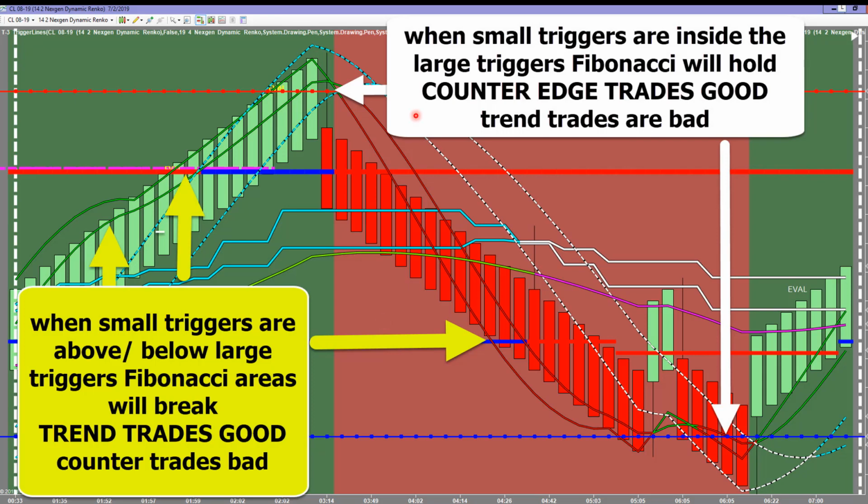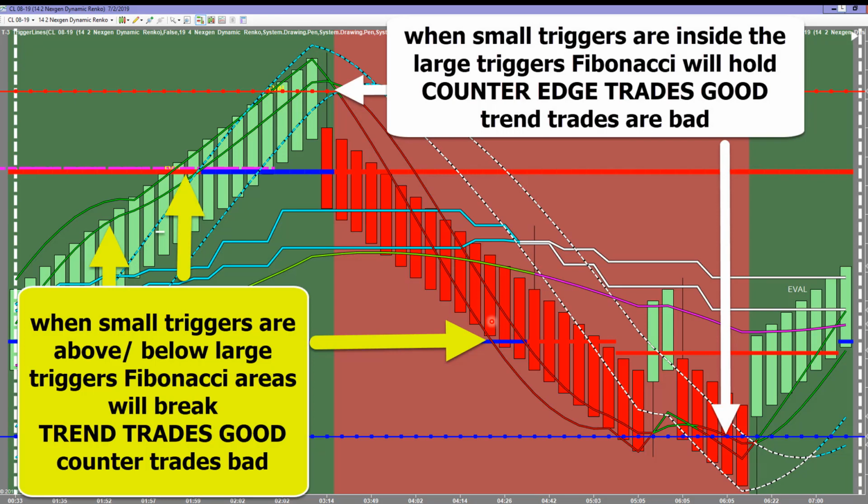I want you to see, look, when the small triggers are above or below the larger triggers, Fibonacci resistance, you see where my pointer is right here? It's going to break almost every time. When you get Fibonacci resistance and the triggers are inside of each other, weakening, Fibonacci resistance will hold, and you will be able to do a counter trend trade.